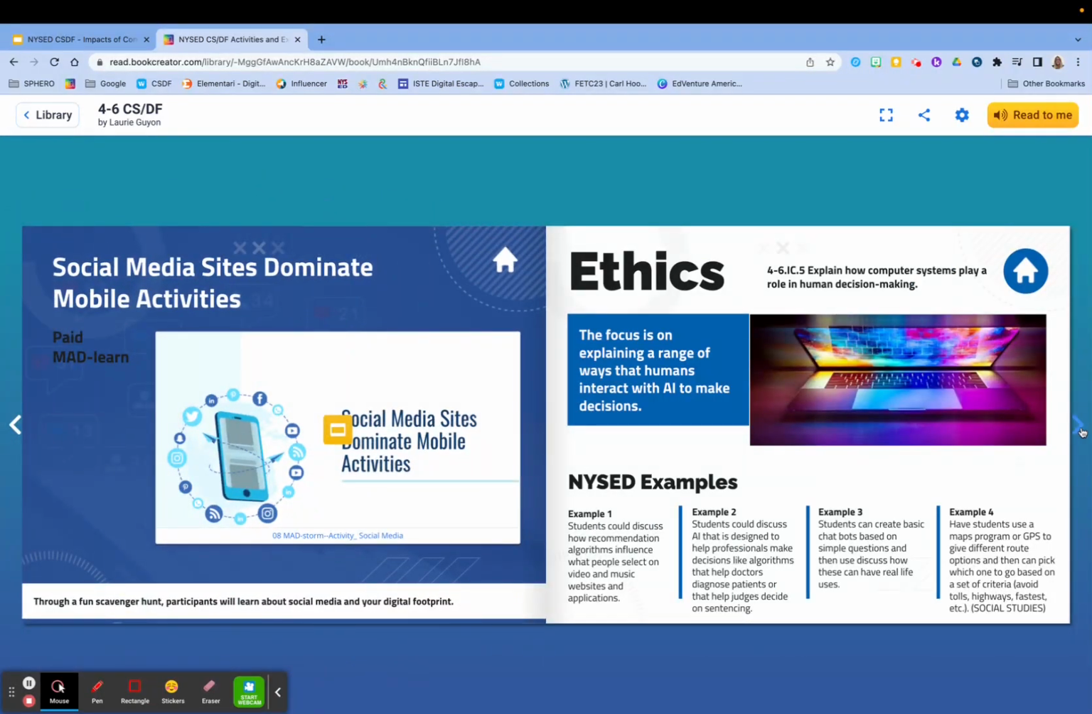The next one in ethics says explain how computer systems play a role in human decision making. Here, the focus is on explaining a range of ways that humans interact with AI to make the decision. Here, we could talk about chatbots, we could talk about GPS systems, artificial intelligence, and really take a look at how we are influenced by our use of artificial intelligence, like in our choices of music that we listen to or videos that we watch on our sites like Netflix.